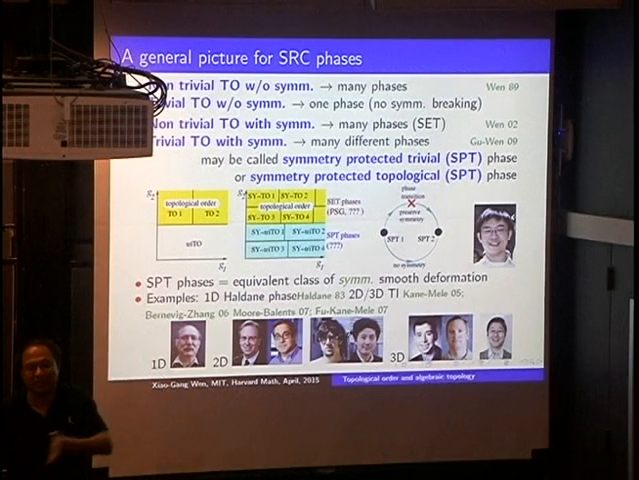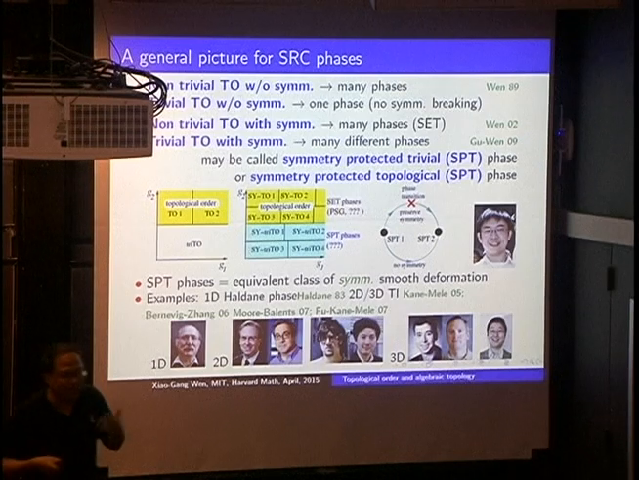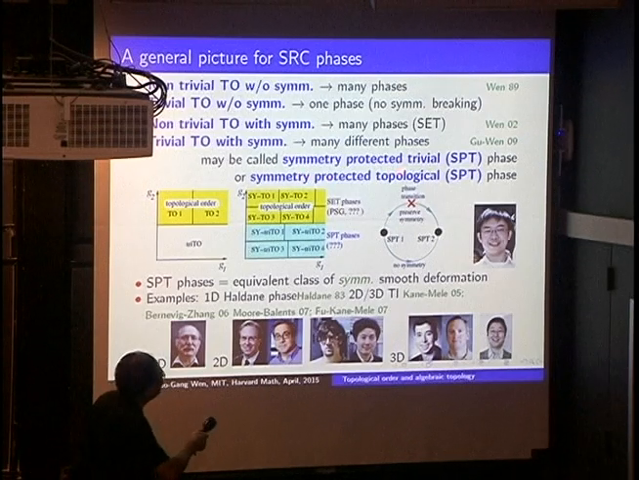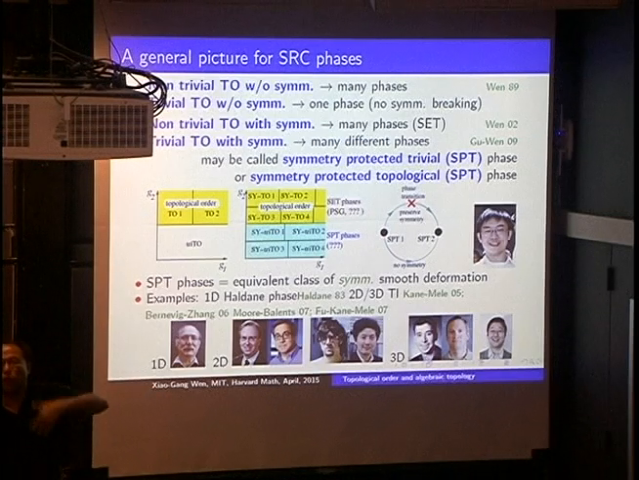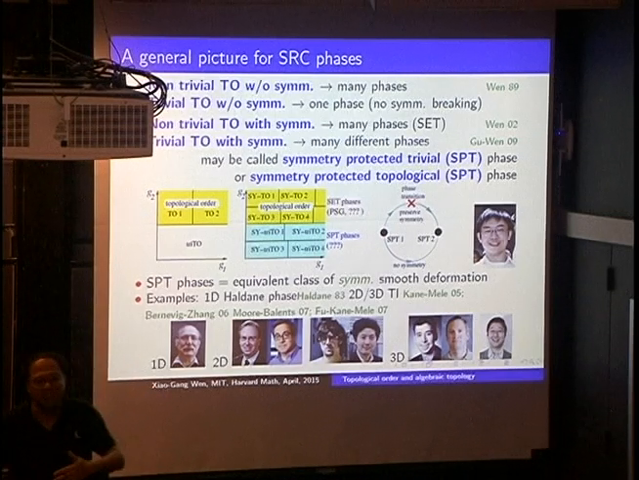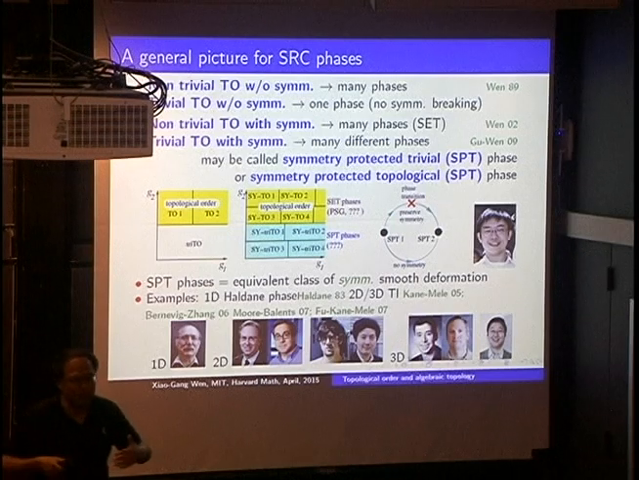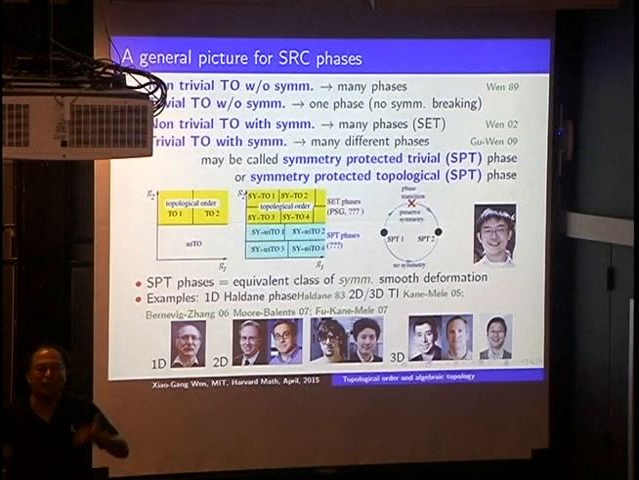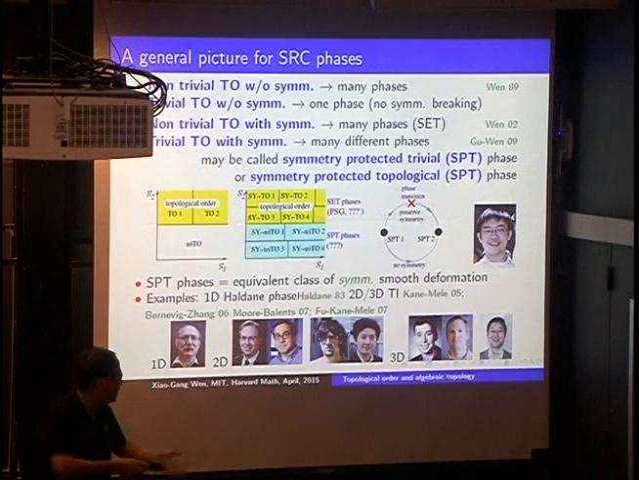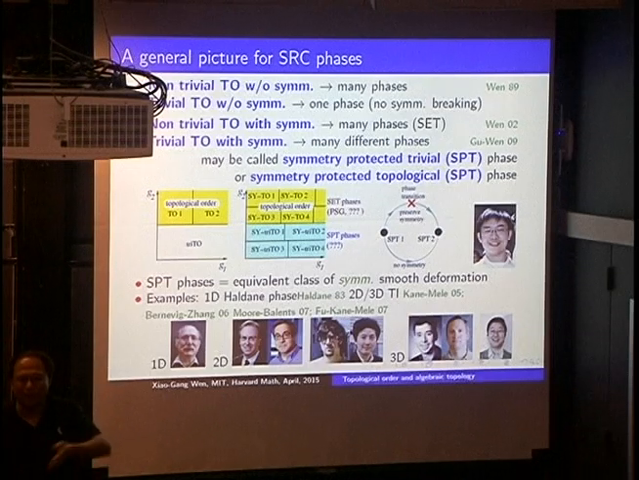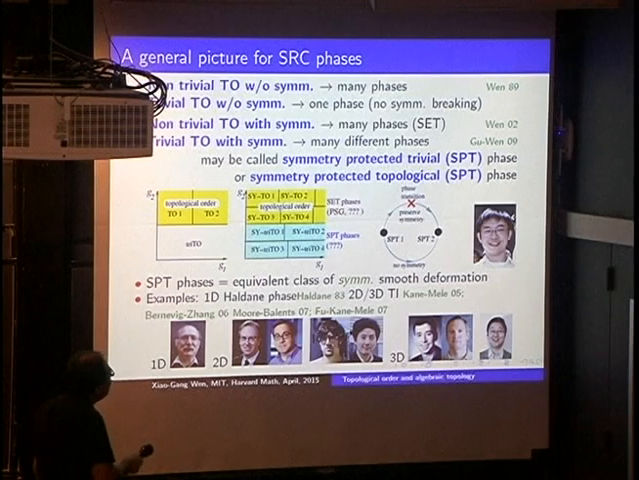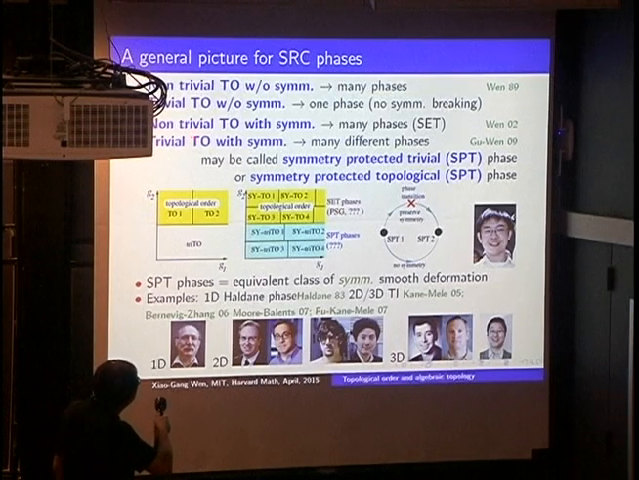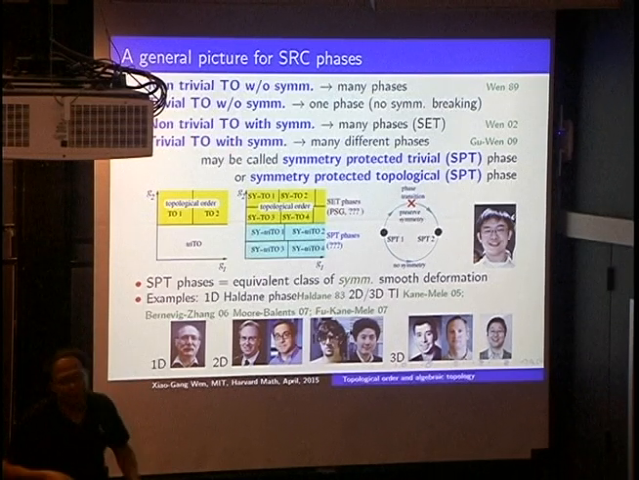There are many different classes. And these classes we call symmetry-protected trivial phases, or symmetry-protected topological phases. It is a trivial phase, so it should be called a symmetry-protected trivial phase. However, people have been calling this phase a topological phase for a long time. So we just follow the crowd and call it a symmetry-protected topological phase. But they are basically phases with symmetry but no topological order.